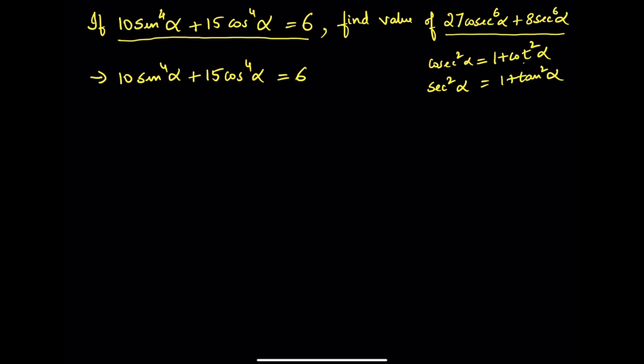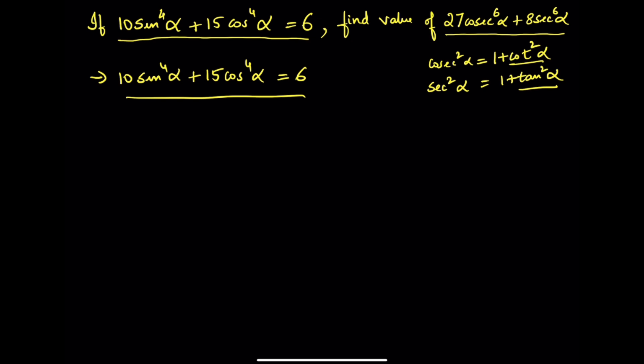So somehow if we find the value of tan alpha, then we can substitute cosecant with the trigonometric identities and then find the value of this 27 times cosecant to the power of 6 alpha plus 8 secant to the power of 6 alpha. So we have to find the value of tan square alpha using this data.